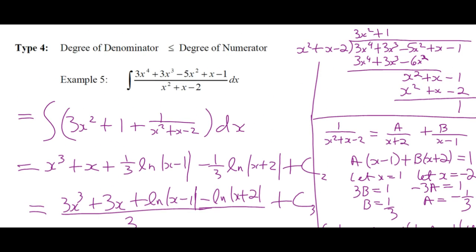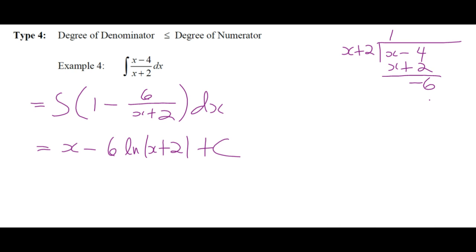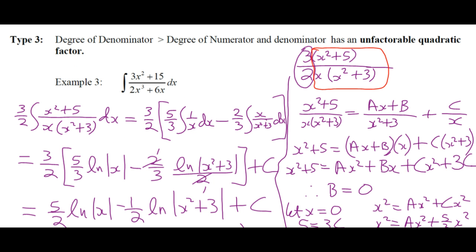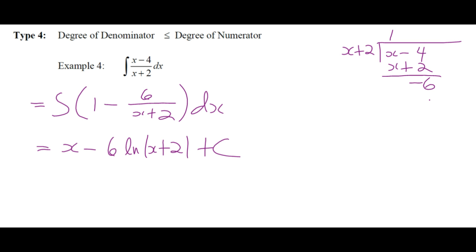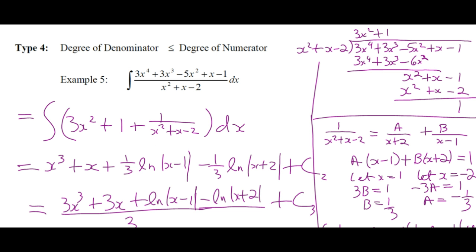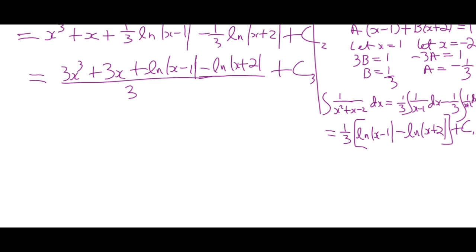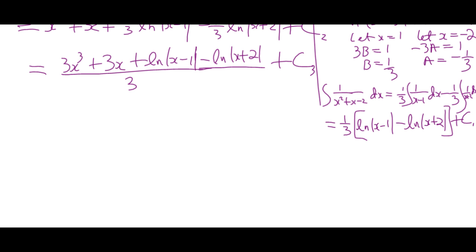Anyways, degree of denominator less than or equal to degree of numerator, do a division, you're going to get a quotient. You just take the integral of that. And you're going to get a remainder, which here was an easy remainder, negative 6 over x plus 2, so you go straight to the antiderivative. And here was a remainder requiring partial fractions. And then writing it all out.